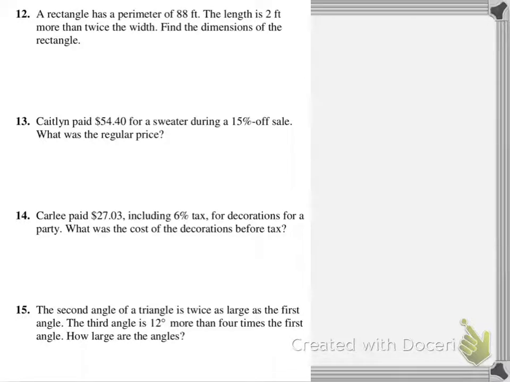Okay, so now we're going to do 2 more. And we're going to do number 12 first. We have a rectangle whose perimeter is 88. The length is 2 feet more than twice the width. So as far as my variable is concerned, I know something about the length, but I know absolutely nothing about the width. So I'm going to let W be my variable.